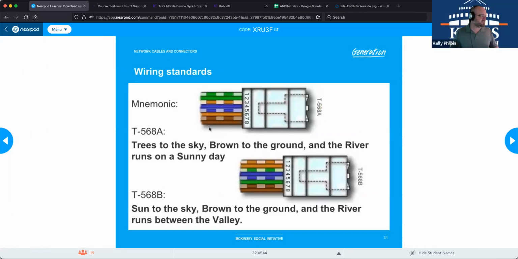And here's the mnemonics for it. 568A: trees to the sky, brown to the ground, and the river runs on a sunny day. So the green to the top, brown to the ground, and then the river runs between the orange. T568B: sun to the sky, the orange, brown to the ground, and the river runs between the valley. And the odds are striped. Evens are solid, odds are striped.